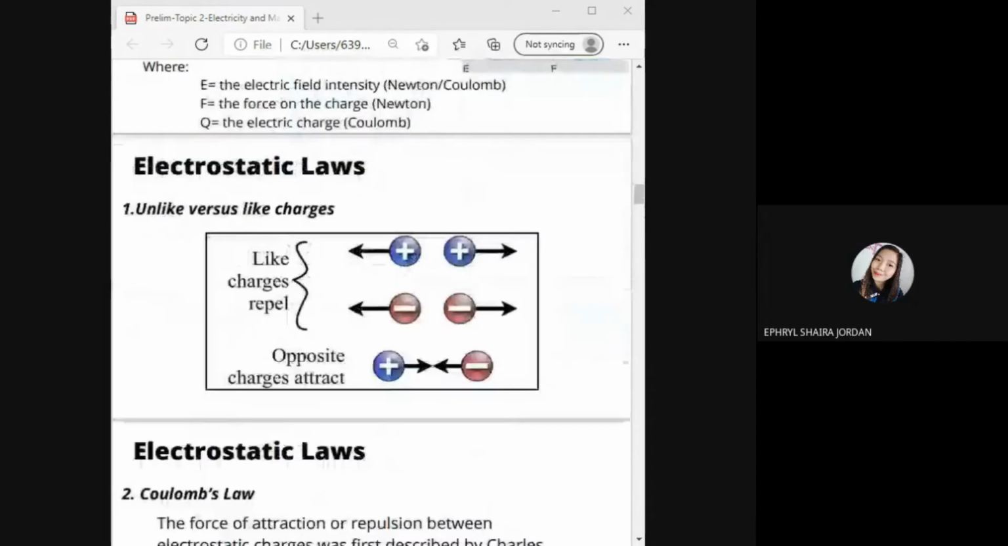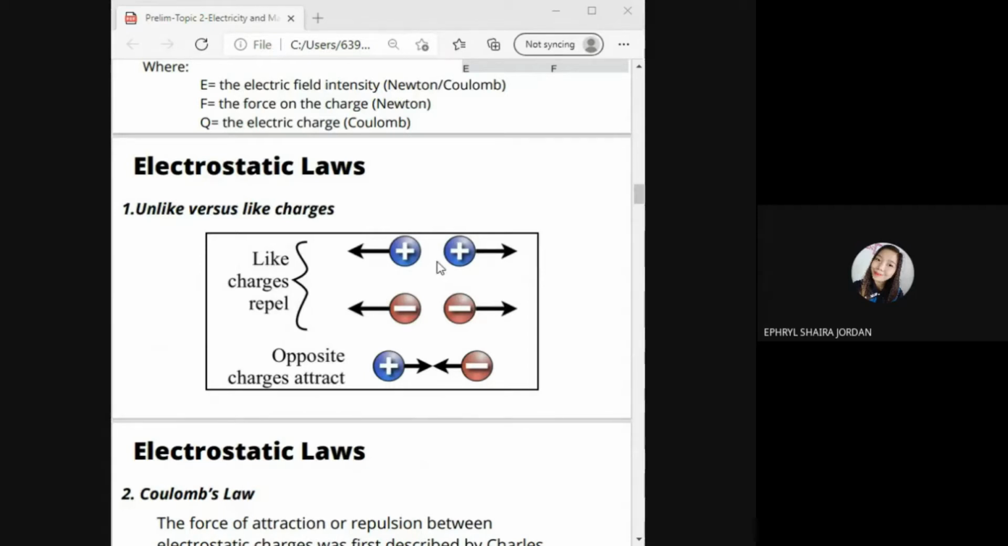Now let's discuss the electrostatic laws. There are four principal laws of electrostatics. The first law is unlike versus like charges. Because of the vector nature of the electric field, as we discussed a while ago, like electric charges repel and unlike electric charges attract.